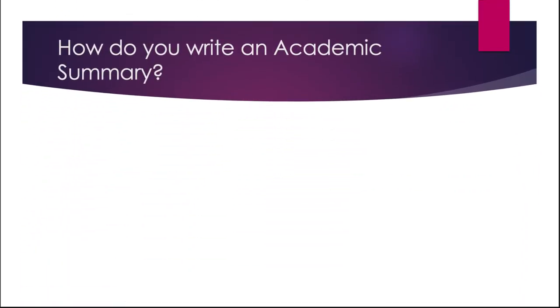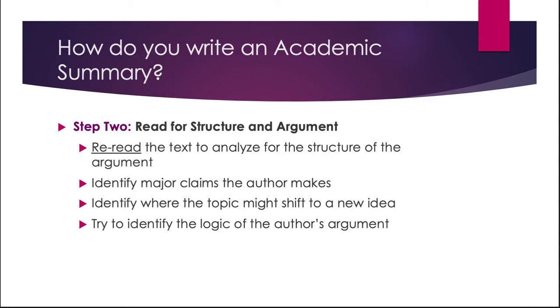Your next step in writing an academic summary is to read for structure and argument. So this is a little bit different than reading just for basic content. This time you're going to reread your text, and sometimes you're going to have to reread it multiple times before you really break it down. And you're going to analyze the text for the structure of the argument. To do this, you're going to look for the major claims that the author makes. You're going to identify where the overall topic might shift to a new idea, and you're going to try to identify the logic of the author's argument.